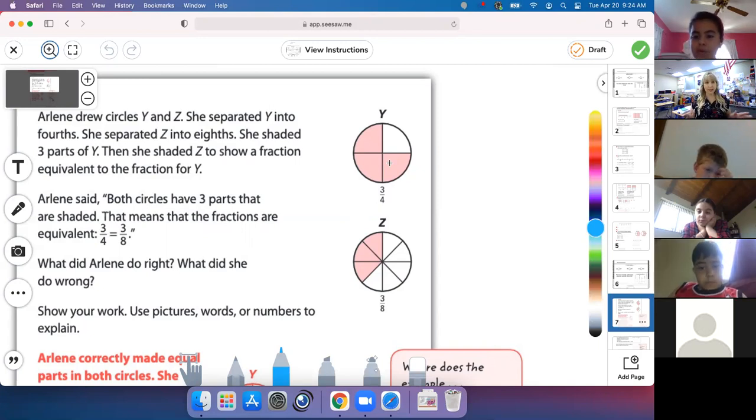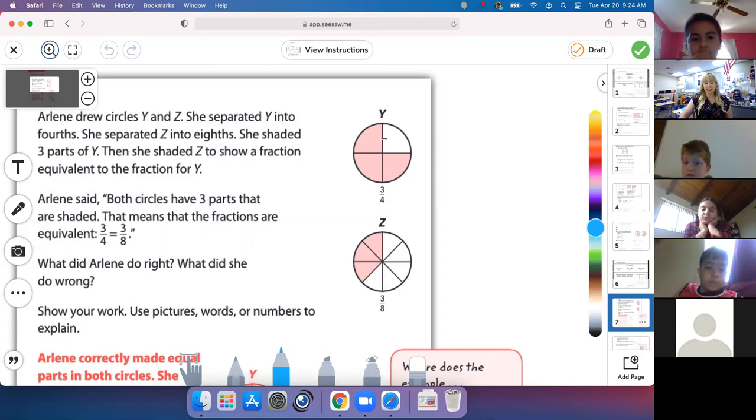So she made all the pieces the same size. The pizzas are the same size. And she did correctly shade 3 of each pieces. Now, where did she go wrong? She says that 3/4 is the same as 3/8. Is that correct?